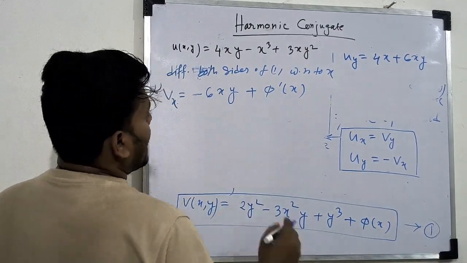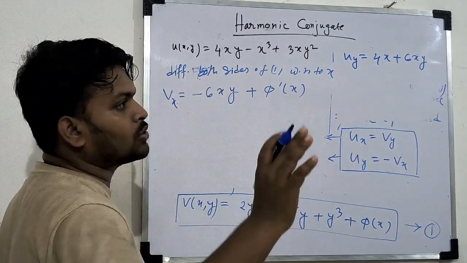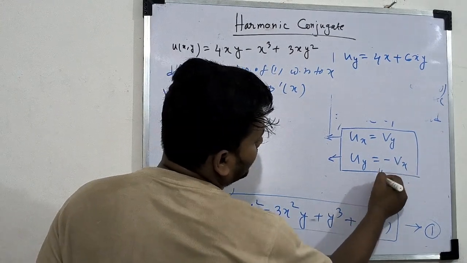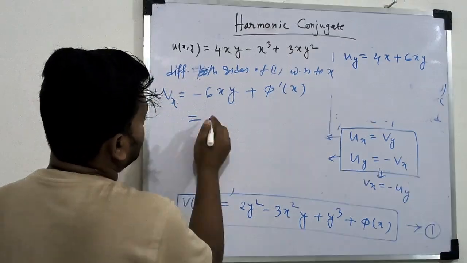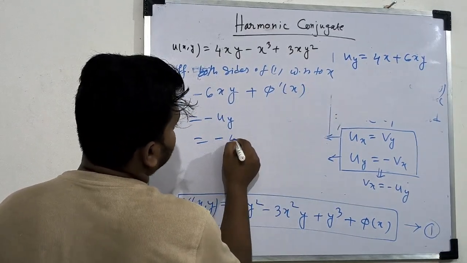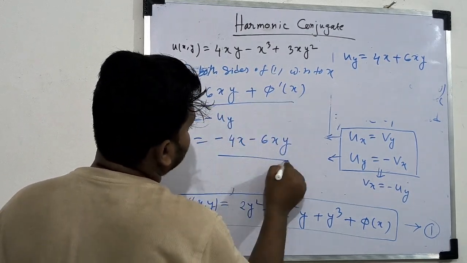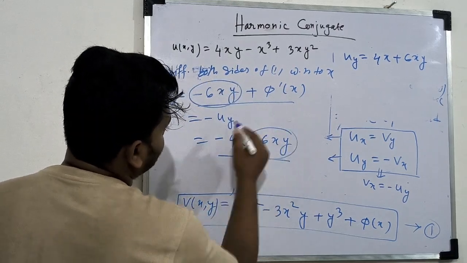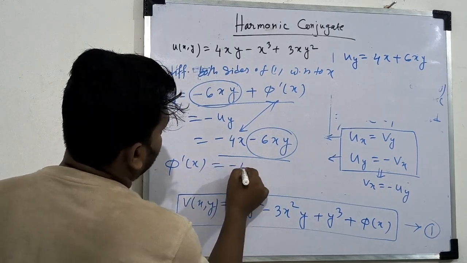Now we use that f equals u plus iv is analytic, therefore the CR equation, the second equation: vx equals minus uy. So you put vx equal to minus of uy, that is minus 4x minus 6xy. Just compare this and this. This is minus 6xy and this is minus 6xy, they cancel out. So we get phi dash x equal to minus 4x.